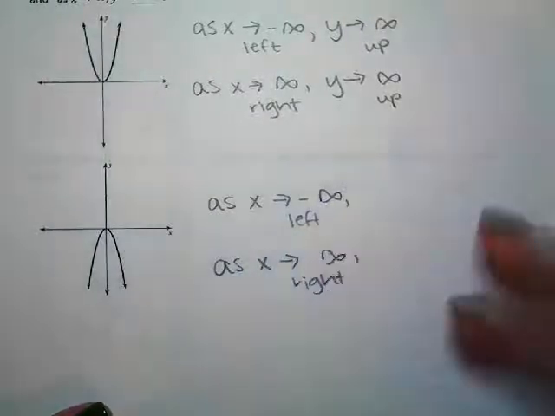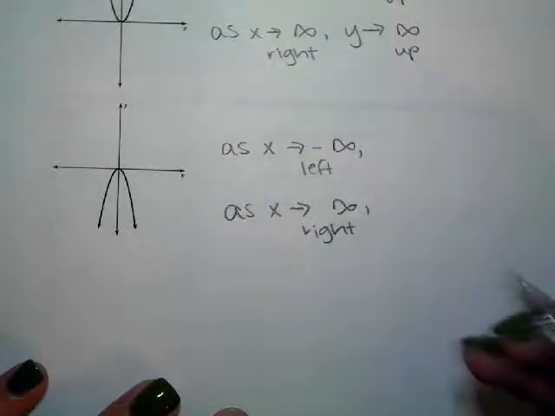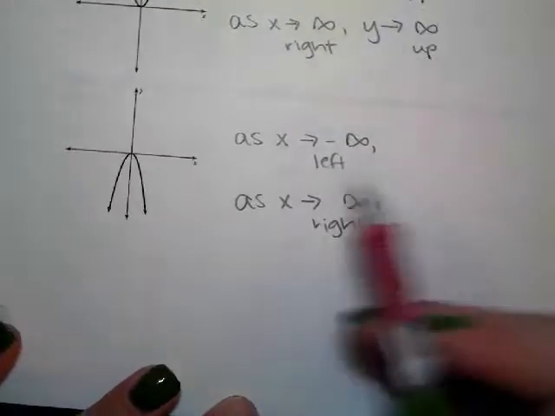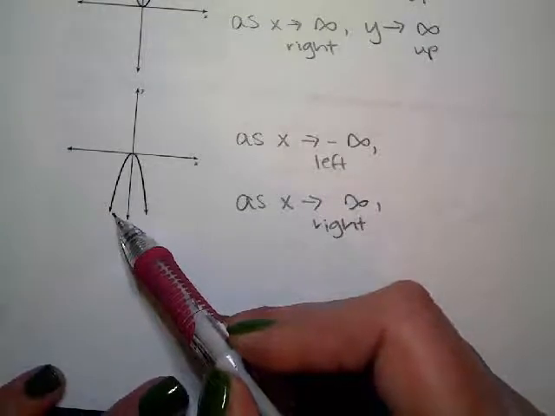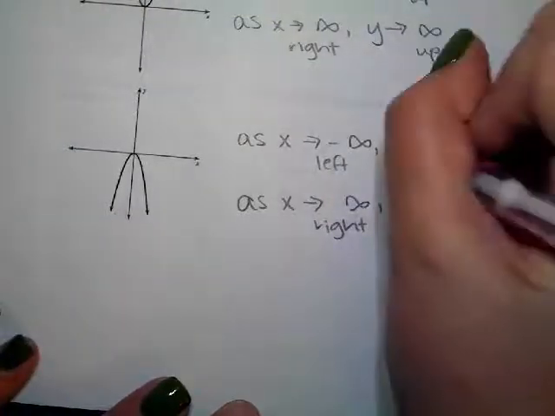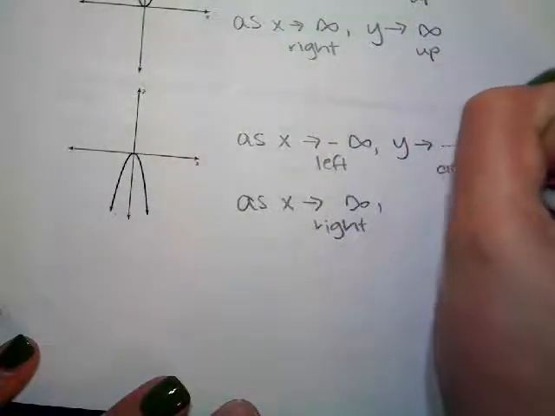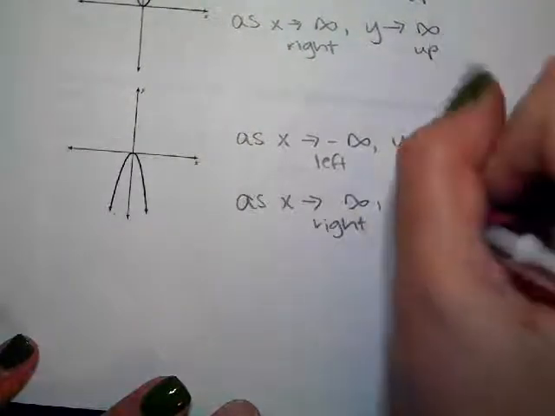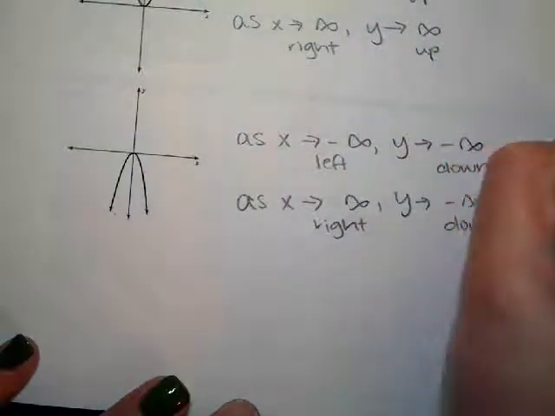All right, so now we can talk about what happens if we have a parabola, a U-shaped graph that's upside down. So the left arrow is doing what? It's going down. So what should I write? Negative infinity. So the left arrow goes down. What about the right arrow? It's also going down. So left arrow goes down, right arrow goes down.